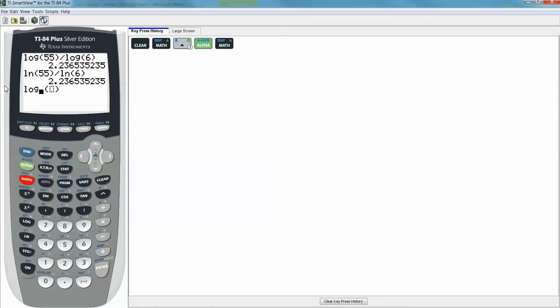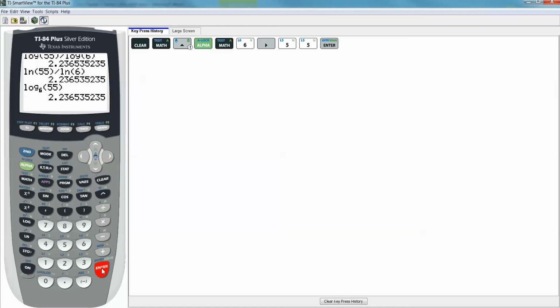And you can see the log base formula creates this kind of operation for you, and then you can type in what your base is. So in my case, it's 6, and then it's got the little right cursor arrow, so I'm going to press right arrow, and it moves me out of there into the actual logarithm operation. And then I'm going to type 55, and then I'm going to press enter. Ta-da! There it is. So there's 3 different ways to do it.